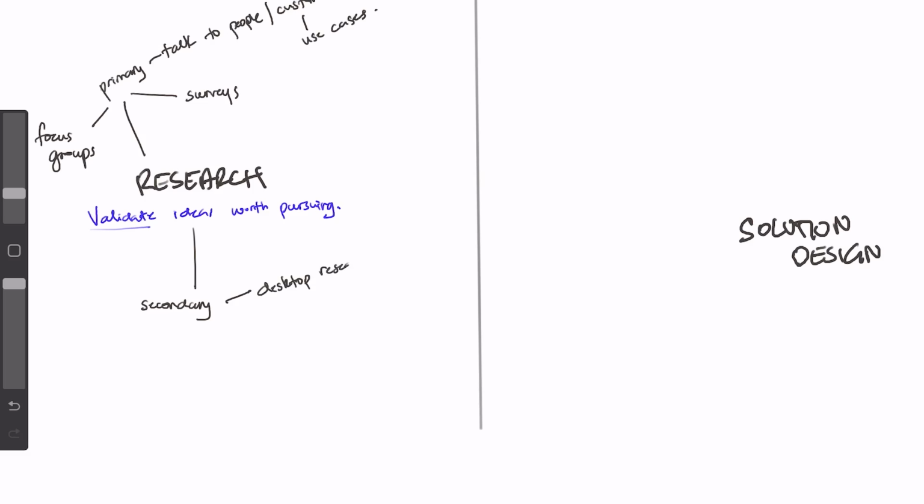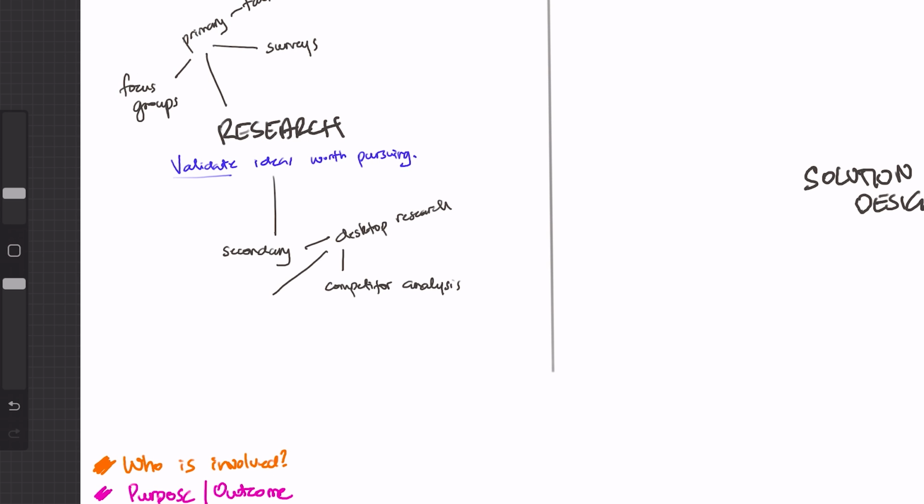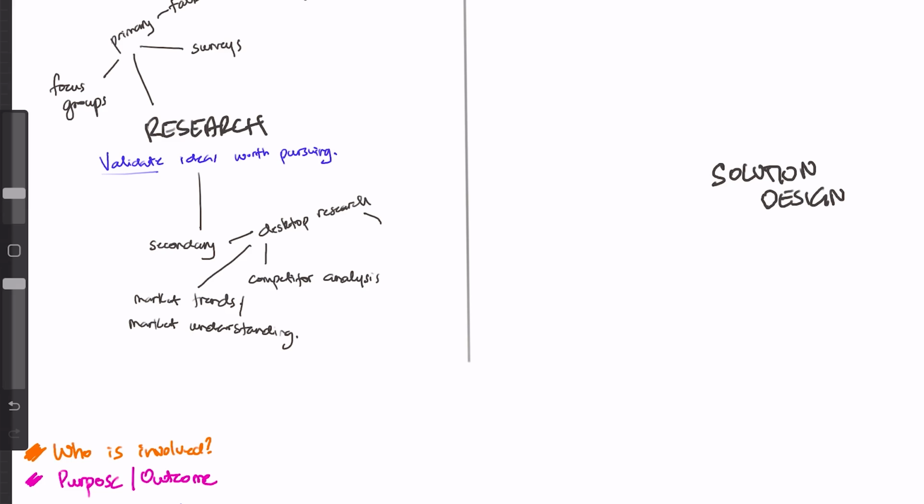Now, secondary research is essentially desktop research, right? And when you are doing desktop research, you want to be looking at things like competitor analysis, market trends, and getting a general market understanding. You also want to try and size the market and opportunity. Okay. Now, who is involved in research?